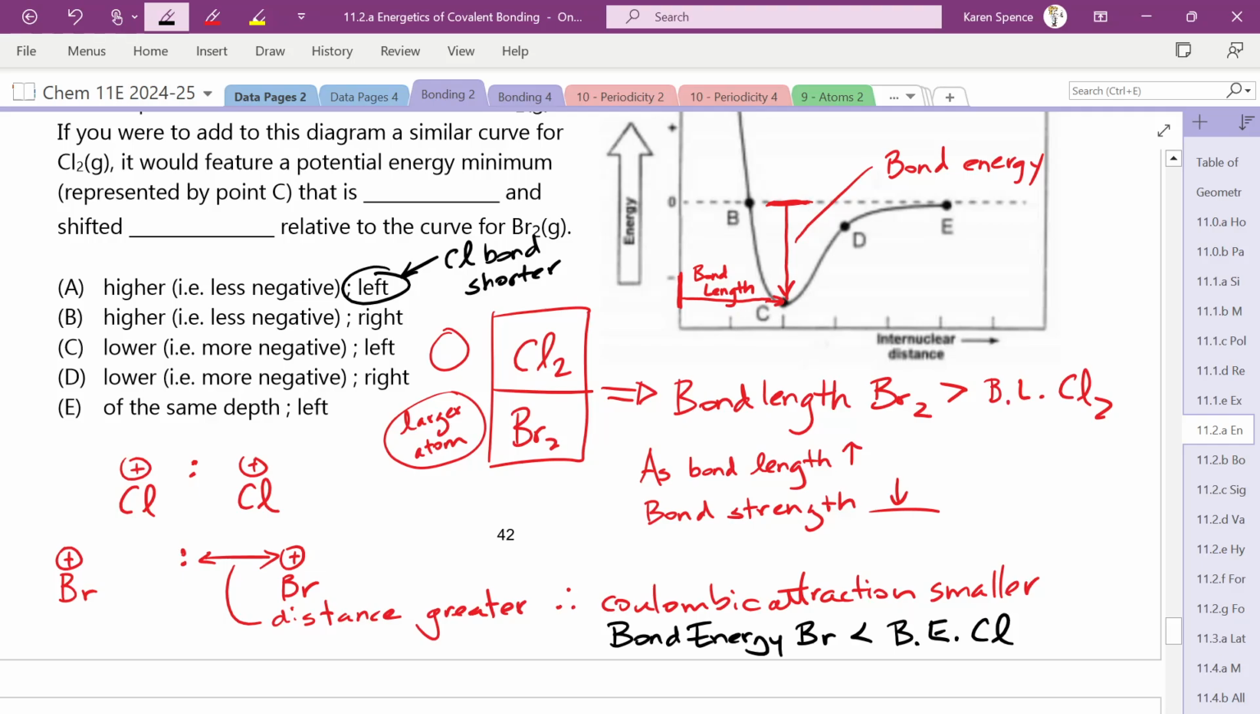Okay, and should it be higher or lower for Cl? It should be lower, right? So it takes more energy. Cl has the stronger bond energy. So the bond energy is greater, and so the point should be lower because you're saying how much energy does it take to get out of that pit?